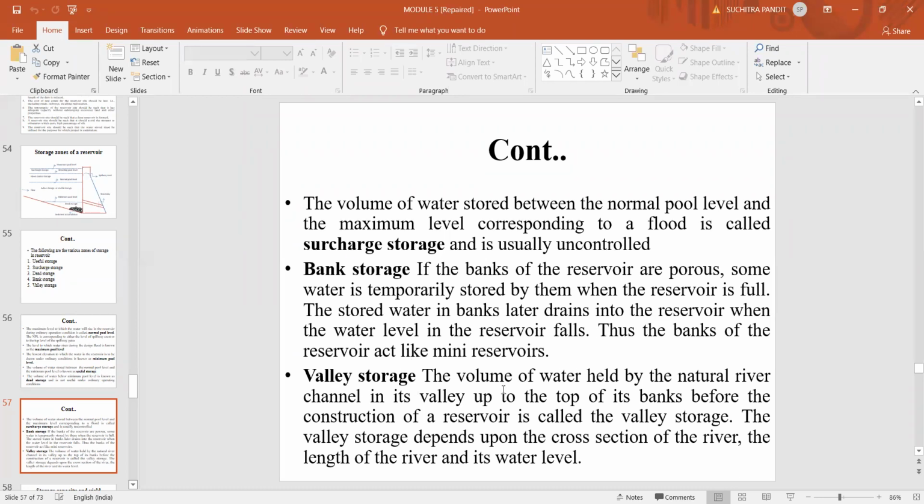Next is valley storage. The volume of water held by the natural river channel in its valley up to the top of its bank before the construction of a reservoir is called the valley storage. So the valley storage depends upon the cross section of the river, the length of the river and its water level. So these are also definitions which are self-explanatory.